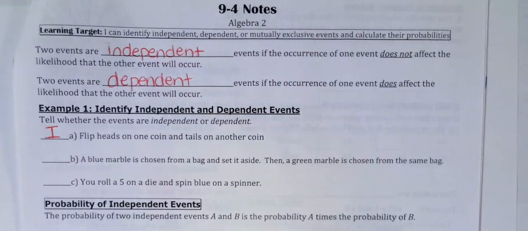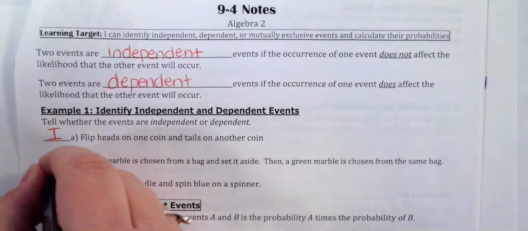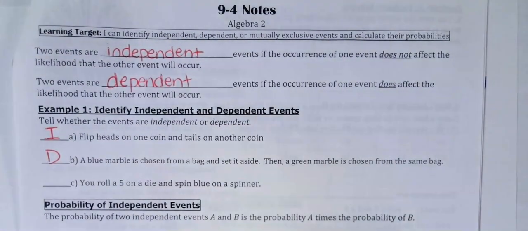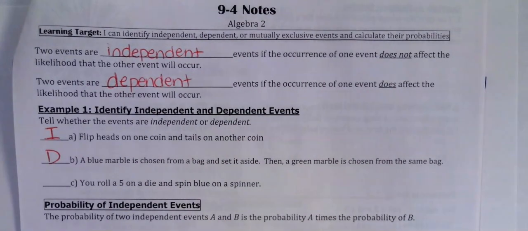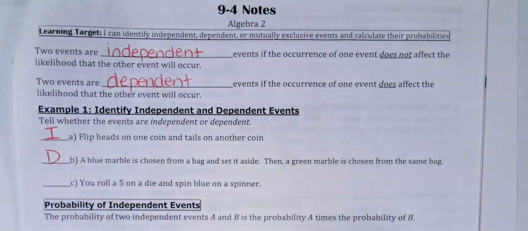Now the second example says, independent or dependent: a blue marble is chosen from a bag and set to the side. Independent? Okay, why? Because it's set aside, so it's taken out. Exactly. It's taken out of the probability. Almost always, if you draw a marble or draw a card and they say we're going to set it aside or you can't use it again, that's a clue to you that it's dependent. Because if I take a marble out of the bag, now I have one less marble in the bag, so that would affect the probability of the second, which is choosing a green marble.